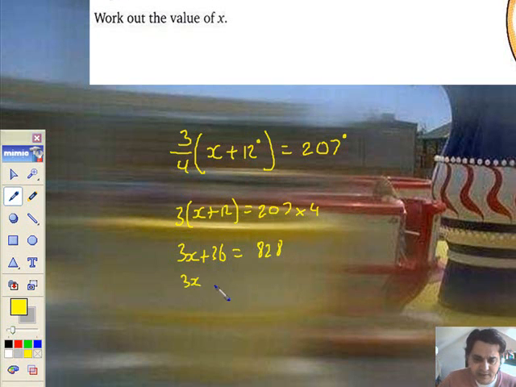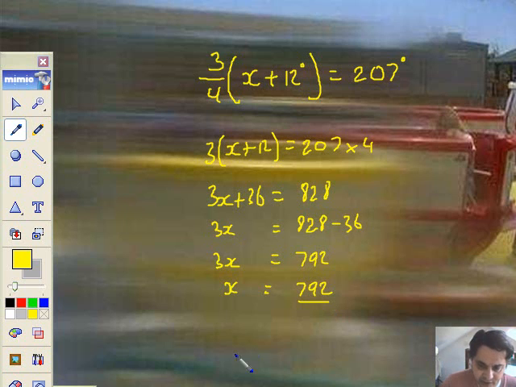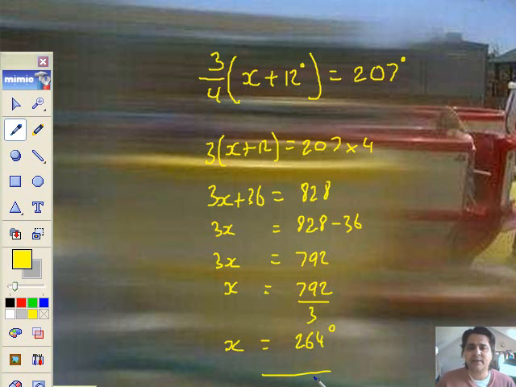Now take away the 36. That leaves us with, let me take it away on my machine, 792. So x is going to be 792 divided by 3. So according to this, x is 264 degrees. Let's just think about that.